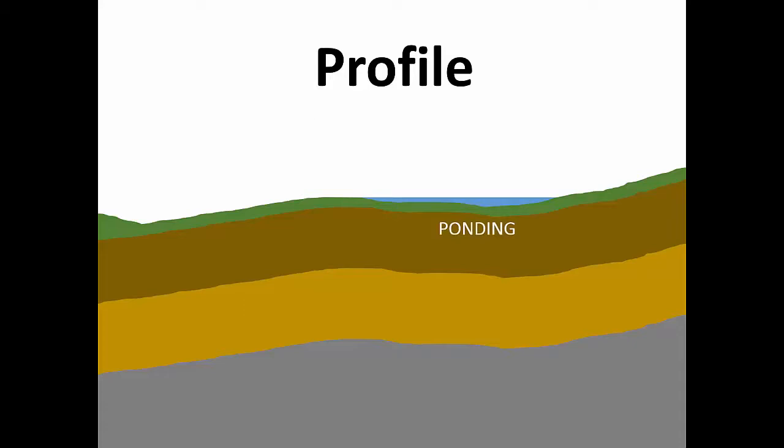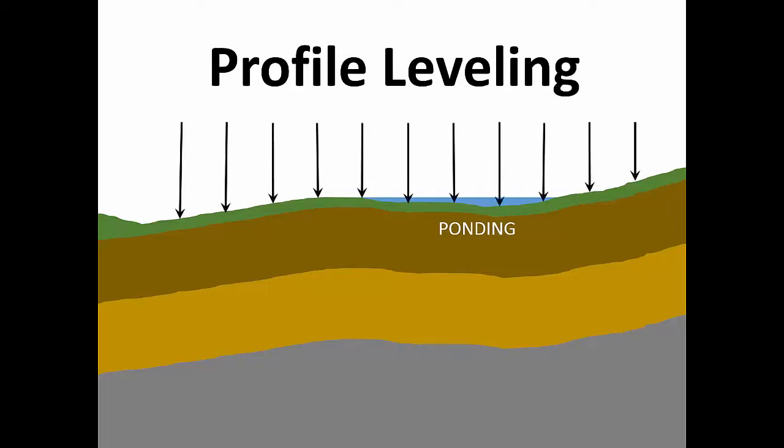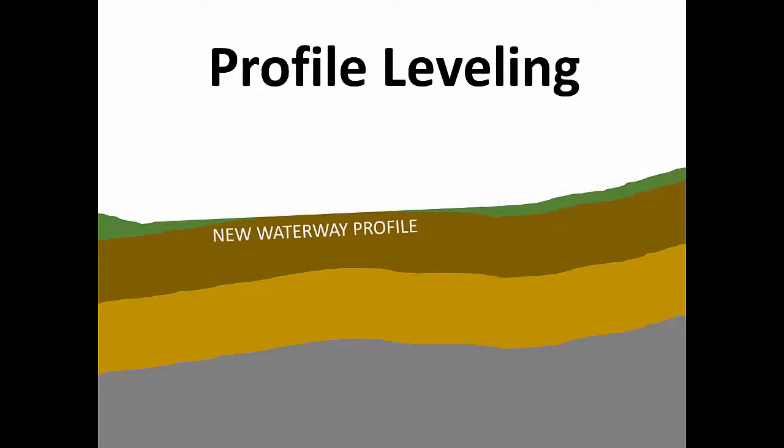So how do we begin to solve this problem? We can use a method called profile leveling. The idea is to measure the elevation at intervals along the waterway profile. Equipped with this information, we can design a new waterway profile and excavate the soil that caused the ponding problem.